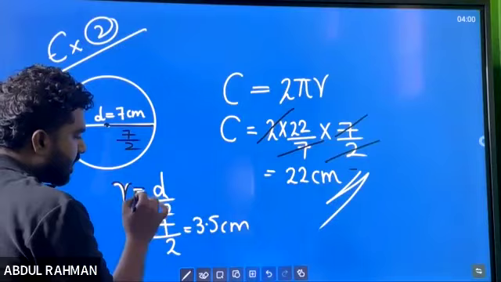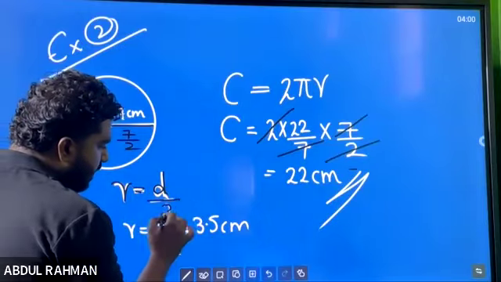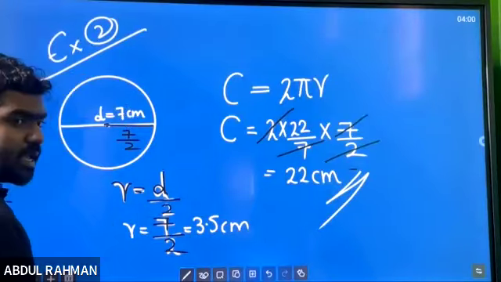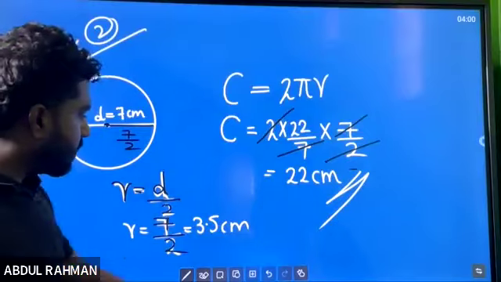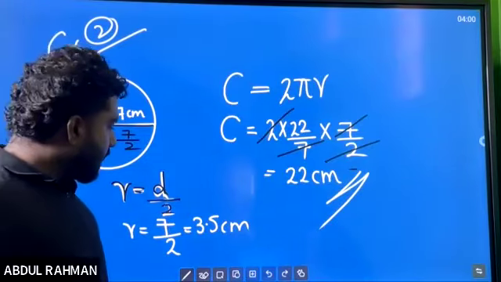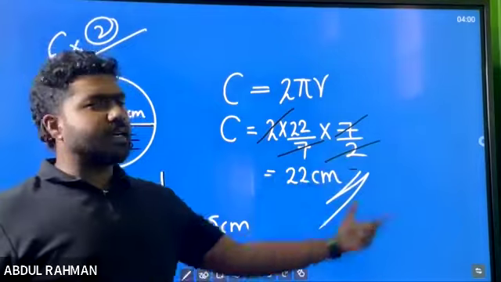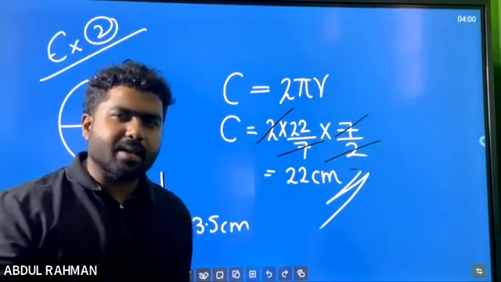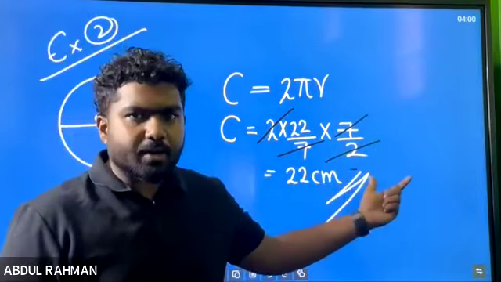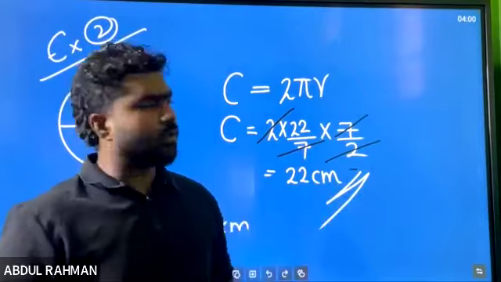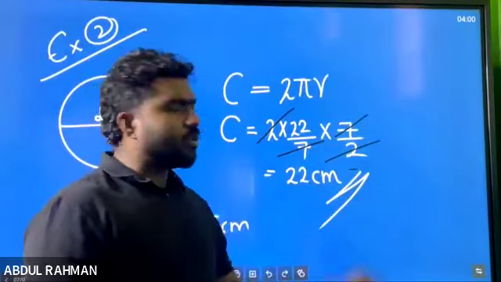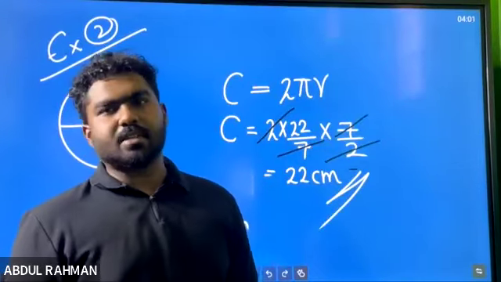I know the radius is equal to diameter divided by 2. So I'm writing 7 divided by 2. Instead of writing 3.5, when I write a decimal, it's difficult. I'm writing 7 divided by 2. What is the meaning of 7 divided by 2? 3.5, the same value. Even if you write 3.5, you are going to get the same answer. Even if you write 7 divided by 2, you are going to get the same answer.